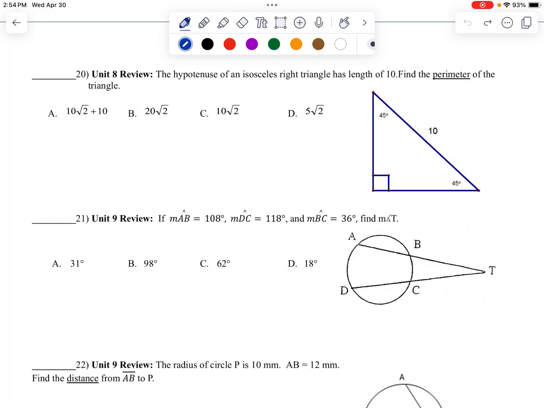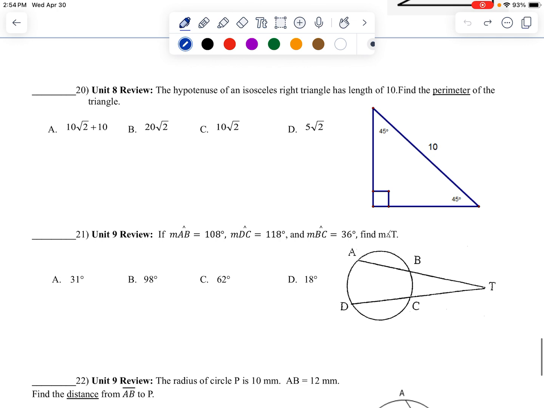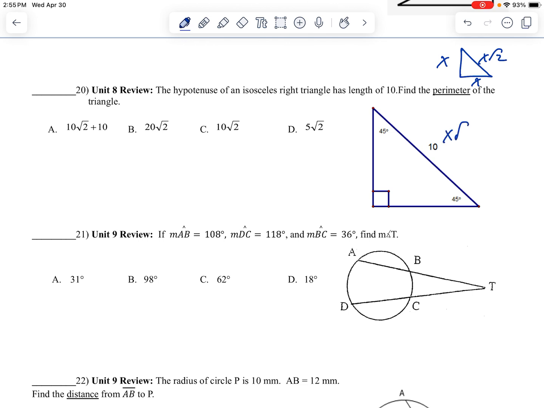Okay, here we go with number 20. We have the hypotenuse of an isosceles right triangle has a length of 10. So notice here we have 45, 45, 90. We define the perimeter. Remember, 45, 45, 90 triangles: x, x, x root 2. So this 10 is our x root 2 side. Now, if you remember the shortcut, if x root 2 is 10, that means each side is 5 root 2.